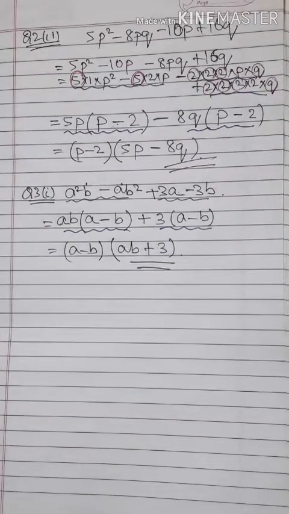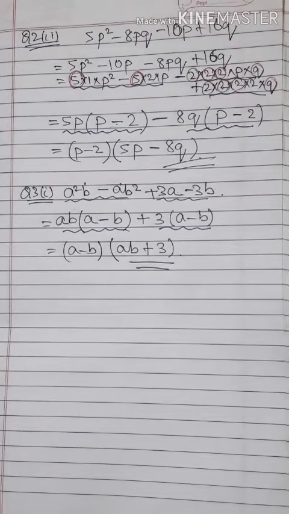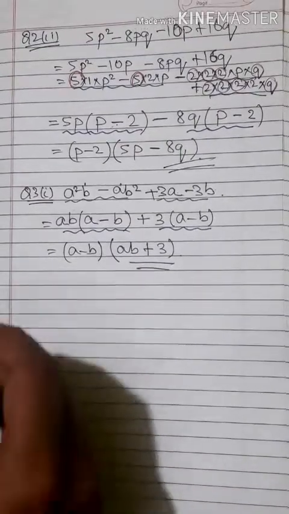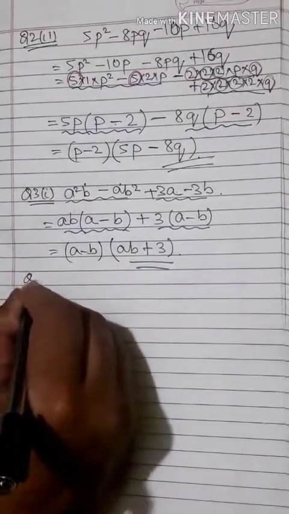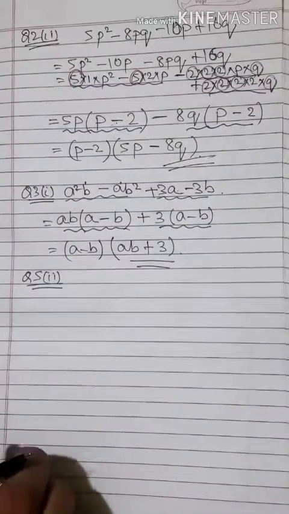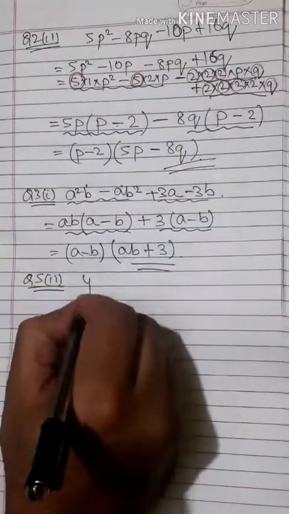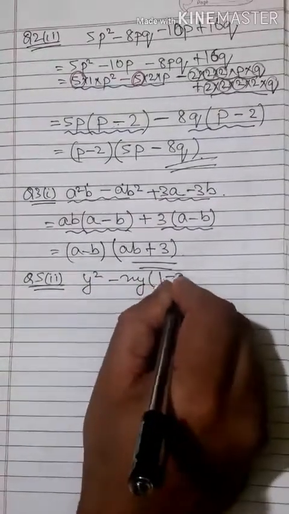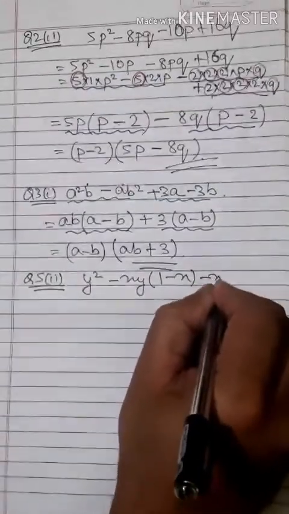Then let us check one more question. Question number 5 Roman 2. Let us discuss question number 5 Roman 2, because it is slightly of a different type. The question reads as y square minus xy(1 minus x) minus x cube.